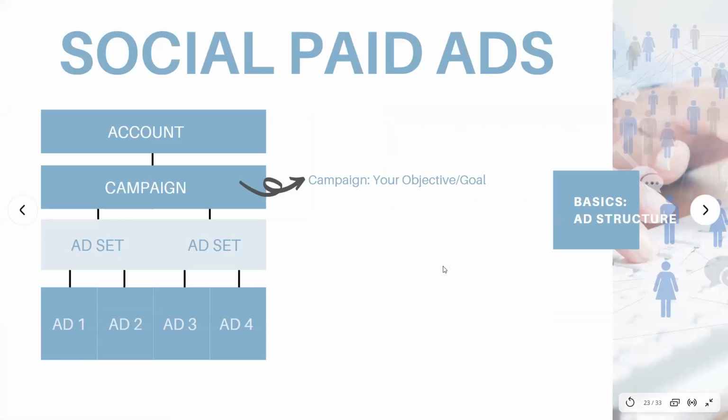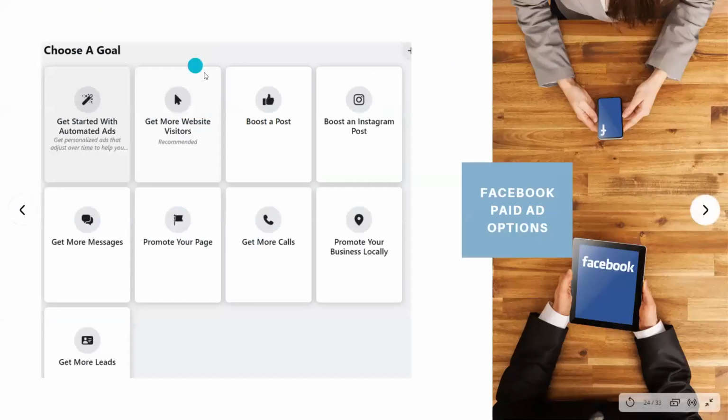Okay, so then we go into the campaign and how it's structured for social paid ads. Instead of Google, where at the campaign level you're setting all those targeting measures, your location, etc., that is not what you're going to do here on social media. You're going to set your objective and your goal at the campaign level. And these are the campaign goals that Facebook offers you.